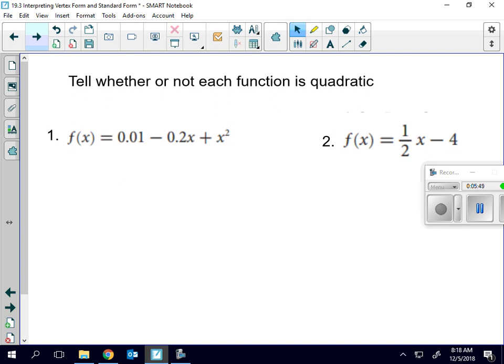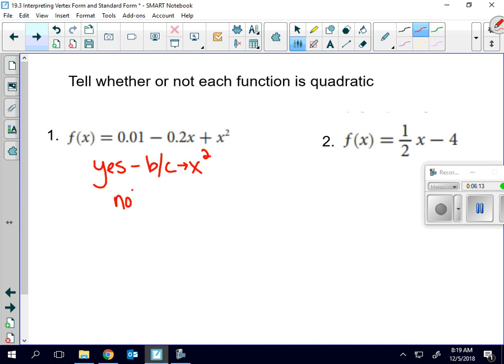And go ahead and see if you can answer these questions. Pause the video, tell me if it's quadratic. All right, number 1, I'm going to say yes, it's quadratic because we have x squared and nothing else is squared.